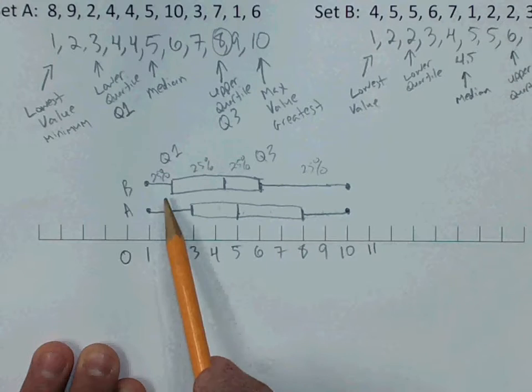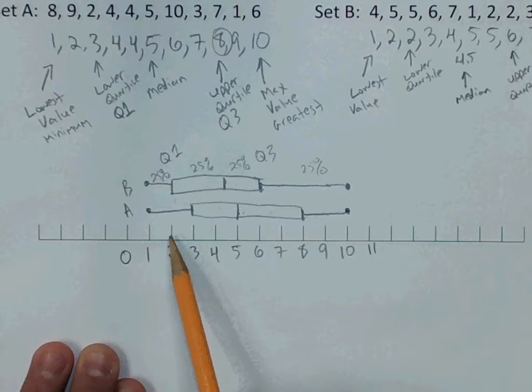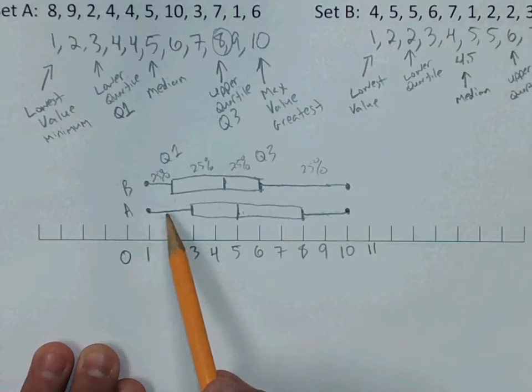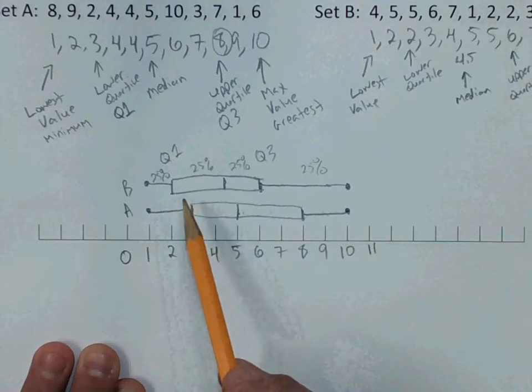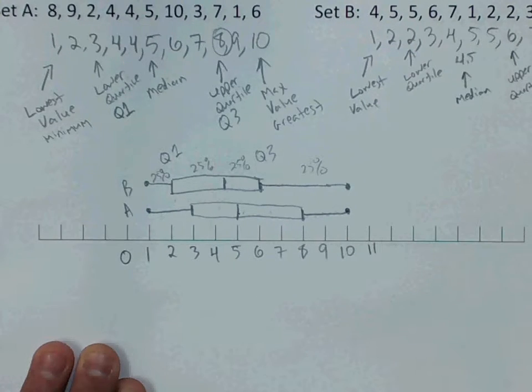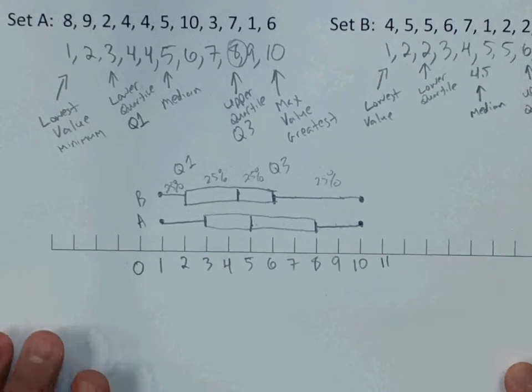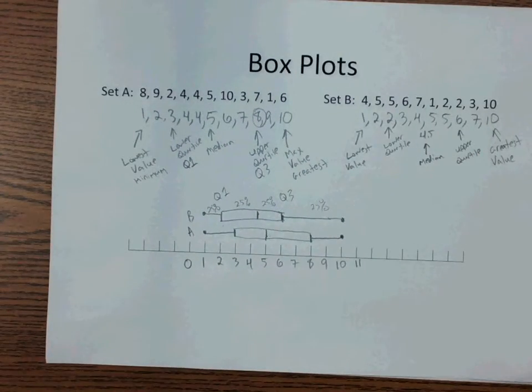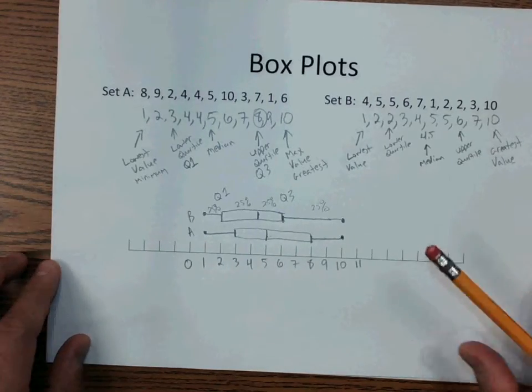So let's look at these two examples. Let's say you scored a 2. You'd be in the bottom 25% of Class A, but you wouldn't be in the bottom, you'd be in the second 25%, the bottom 50%. So that's just a way of reading box plots. It's quite easy. You just have to put them in order, find your 5 values, and then graph them.